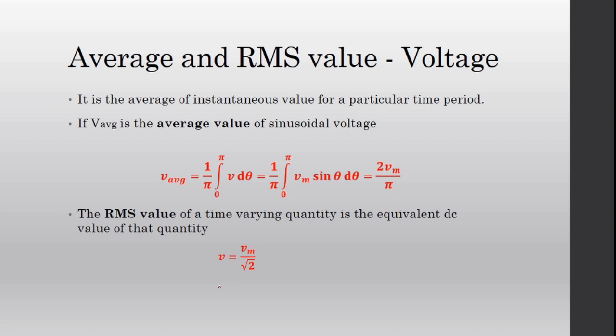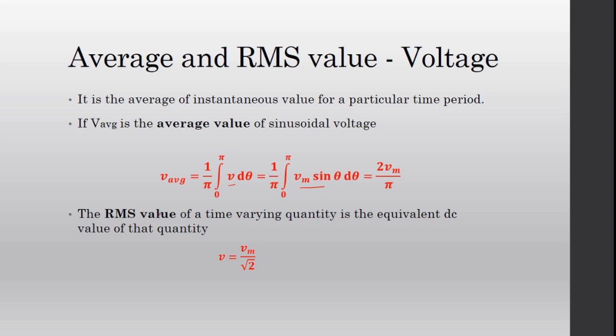Coming to the average and RMS value of voltage. Average value is nothing but the value of the voltage for a particular time period. So if we define it to be the average over 1 by pi, so it is 1 cycle, so it is 1 by pi, integration of 0 to pi V into d theta, because the variation of your voltage and current are with respect to the angles. So it is V into d theta, and taking the average, we divide it by pi. And we know that V is equal to Vm sin theta. So we write Vm sin theta d theta, and on simplification, we get this to be 2 Vm divided by pi.